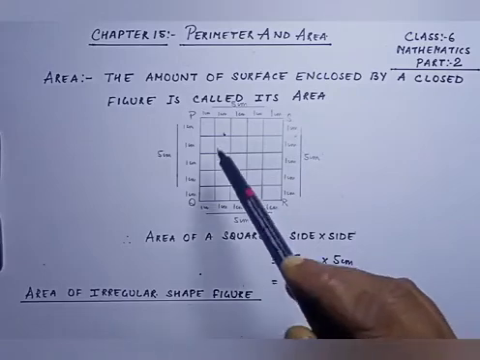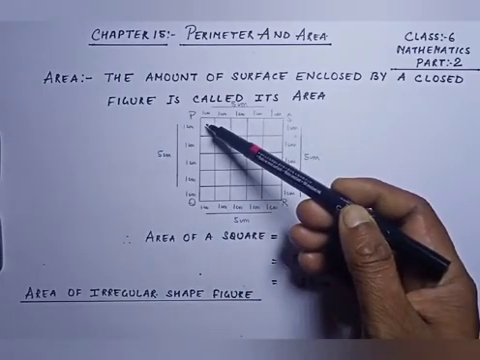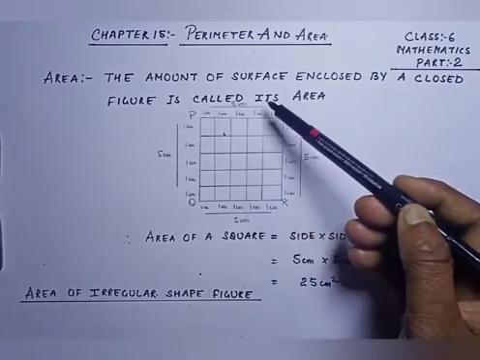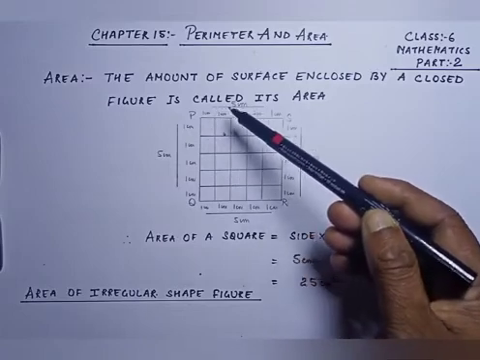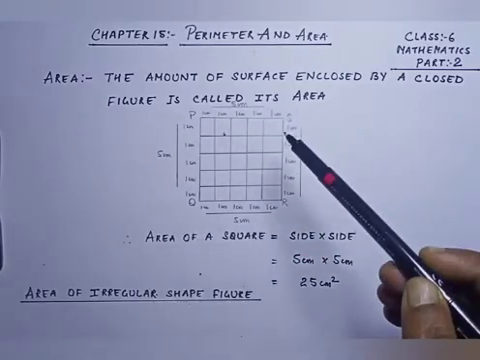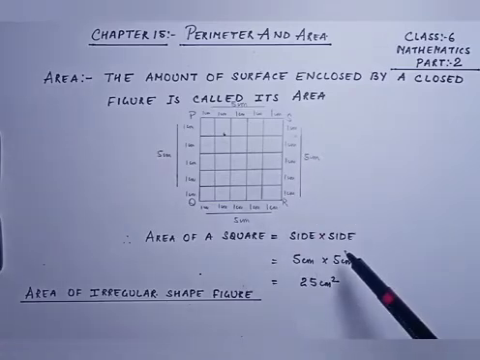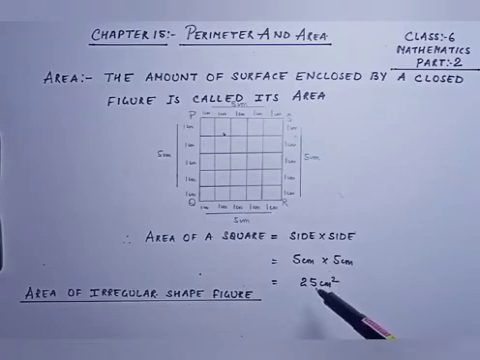Now over here you can see a figure of a square whose each side is 5 centimeter. It means that each block is of 1 centimeter. So total 5 centimeter, each side is of 5 centimeter. So altogether there are 4 sides. So the area of a square can be taken out by the formula side into side, that is 5 centimeter into 5 centimeter, that is 25 centimeter square.